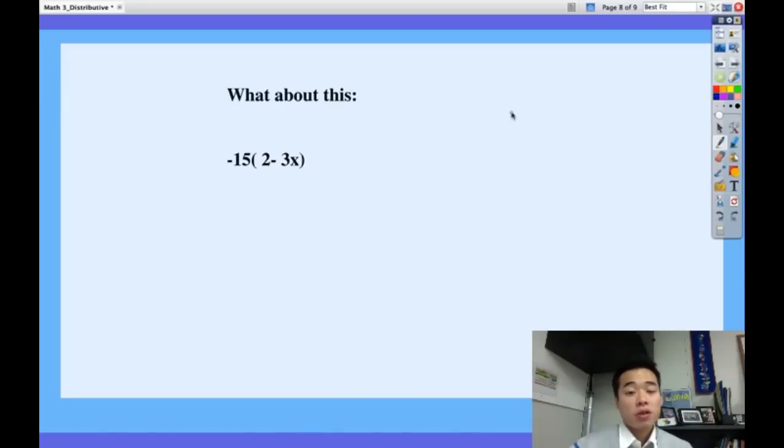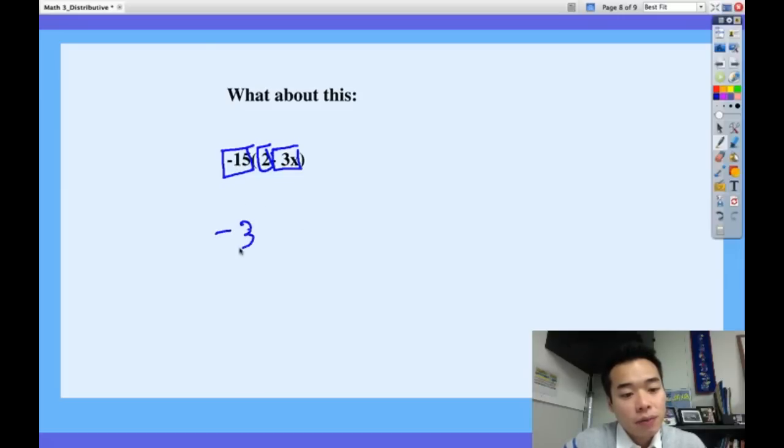Why don't you go ahead and try this one, pause the video, and then push play and check your work. I'll continue on. Okay, so step 1, box each term. I have a negative 15, a positive 2, and a negative 3x. So I have a negative 15 times positive 2, that is a negative 30. Negative 15 times negative 3 is a positive 45x. And that's how you simplify that one.